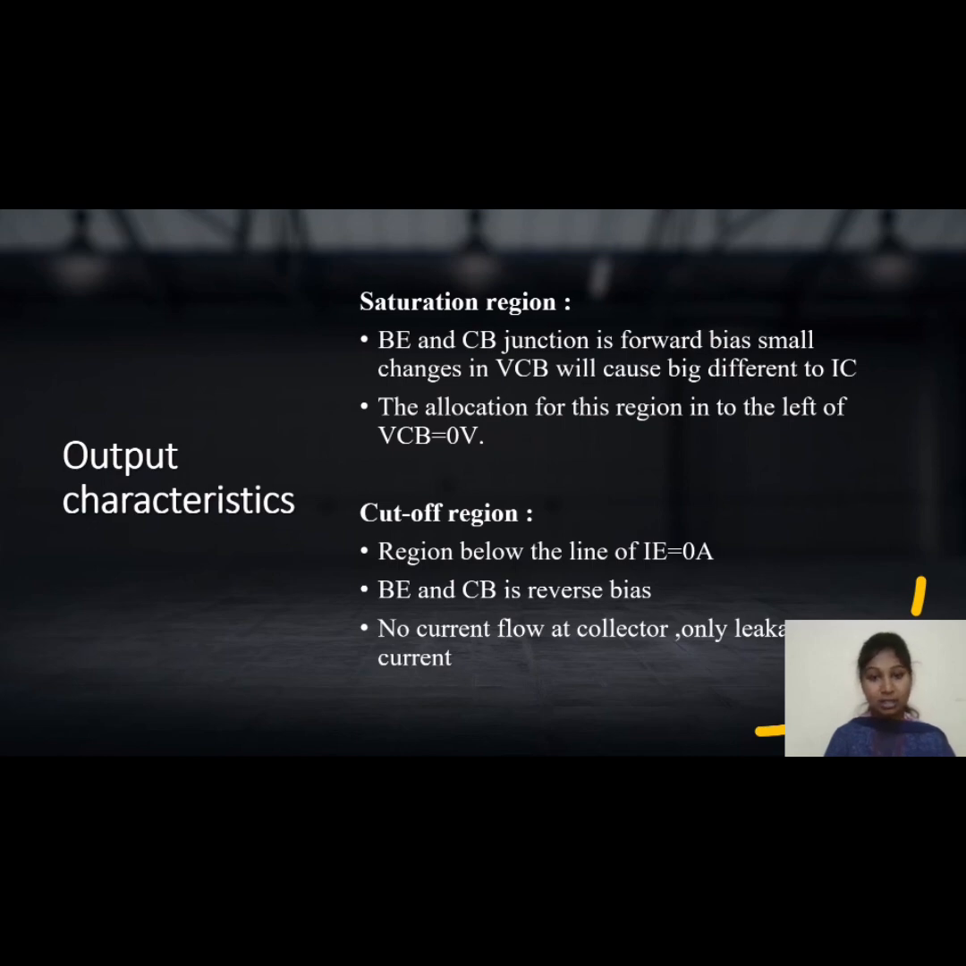Let us see the cutoff region. The region below the line where IB is equal to 0, so IC is equal to 0. Both the BE and the CB junctions are reverse biased. No current flows through the collector, only leakage current.